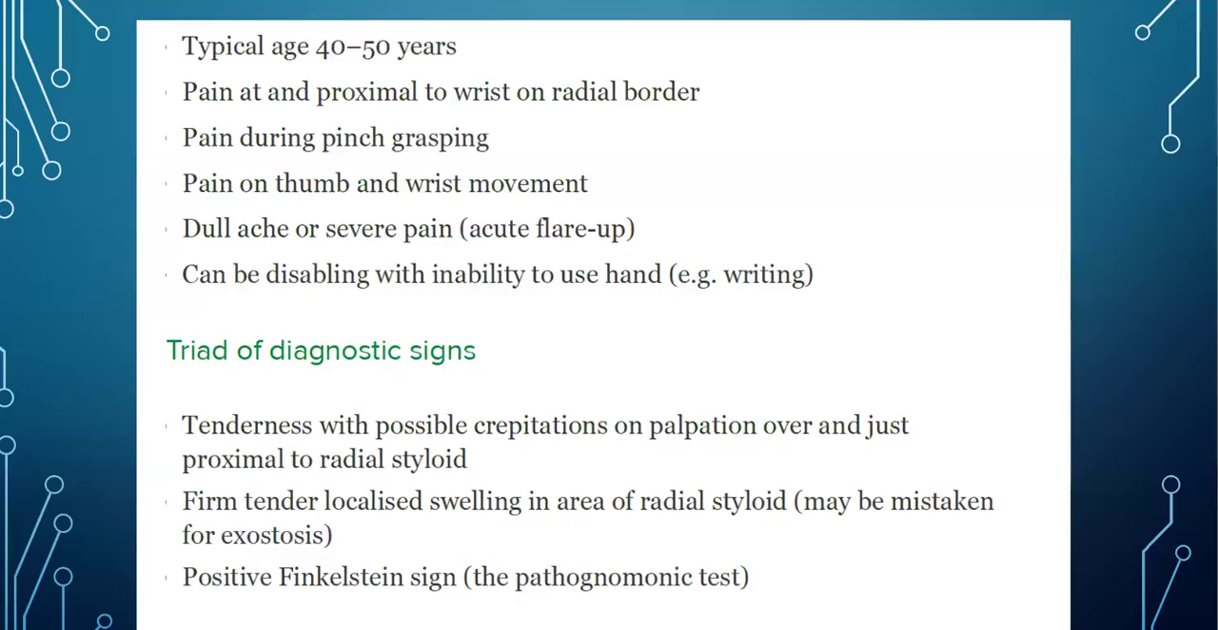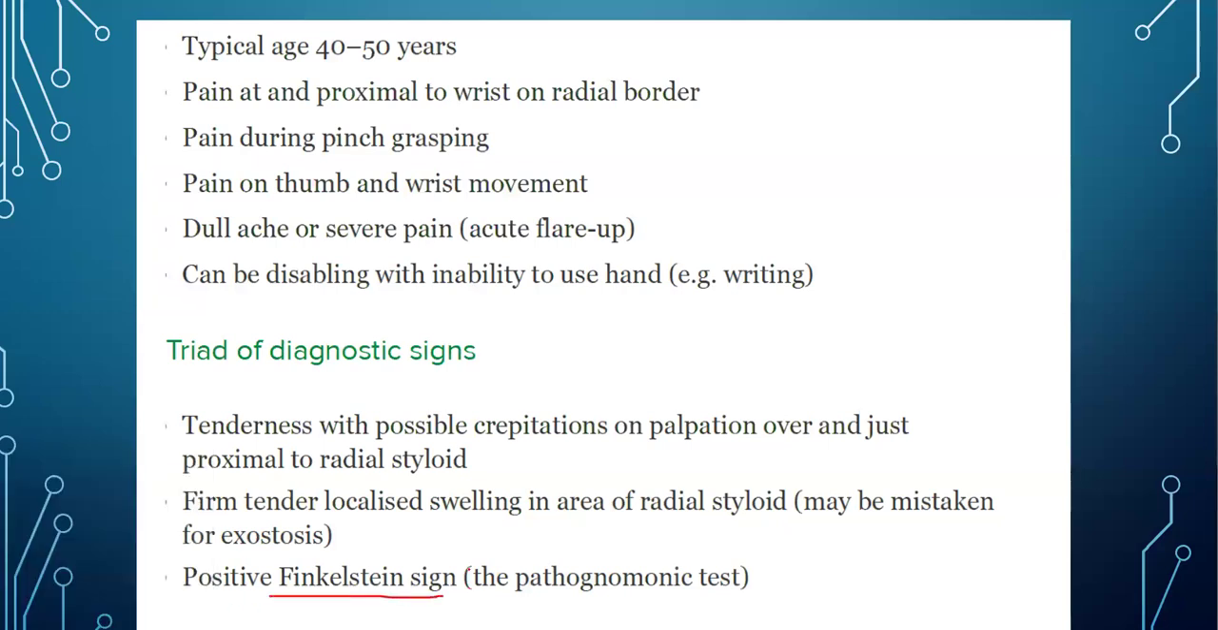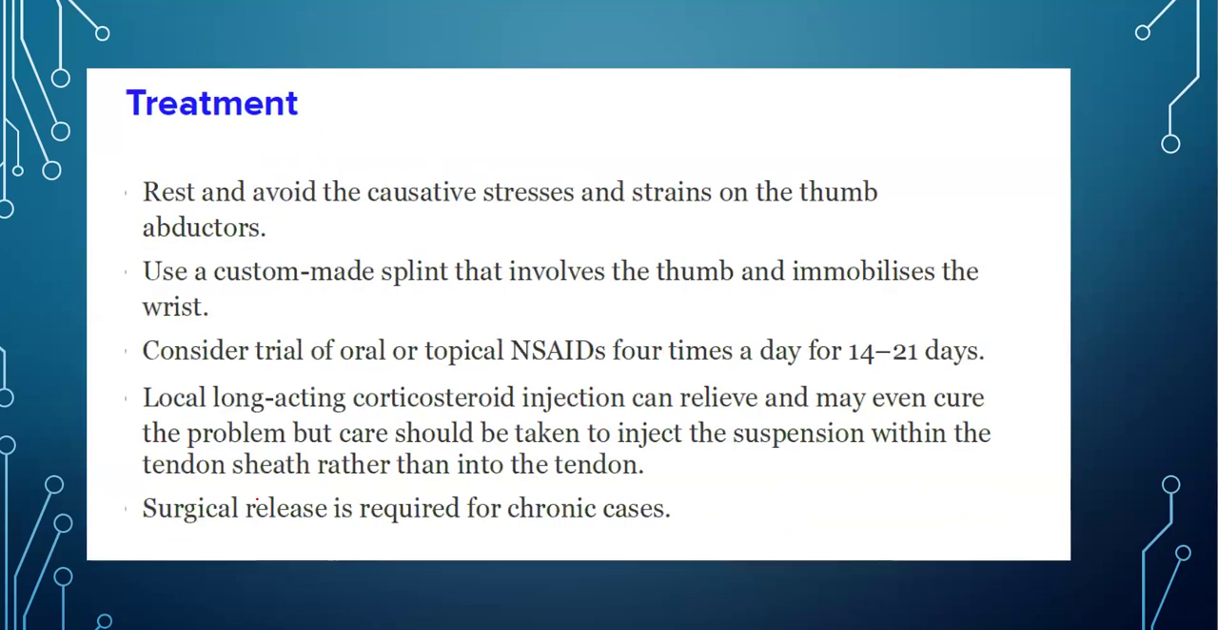And then there is a test that can be pathognomonic for this condition called Finkelstein sign. You don't need to know what it is, but remember, if in the stem they say positive Finkelstein sign, then you know it is De Quervain tenosynovitis. So the treatment, there is nothing you need to do to confirm the diagnosis. It's a clinical diagnosis. So rest and avoid the causative stress.